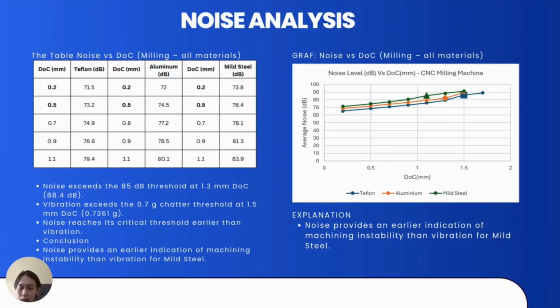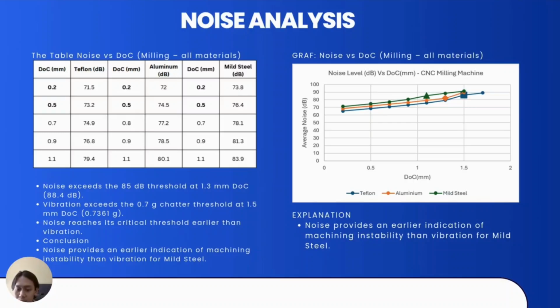Okay, next is noise analysis. Beyond noise level, we are seeing the graph for milling and lathe data table. Beyond mechanical vibration, we track the acoustic domain using a noise sensor, setting a critical workplace safety threshold at 85 dB.